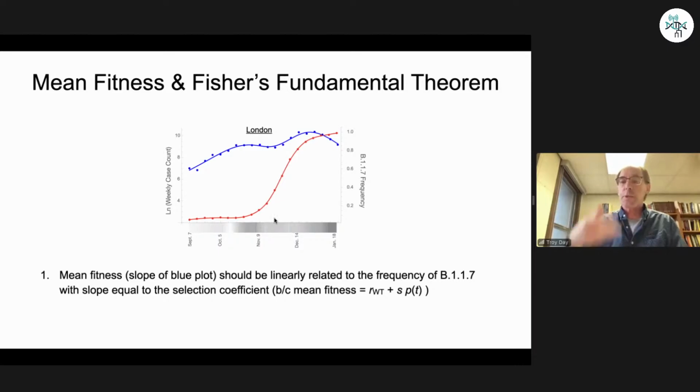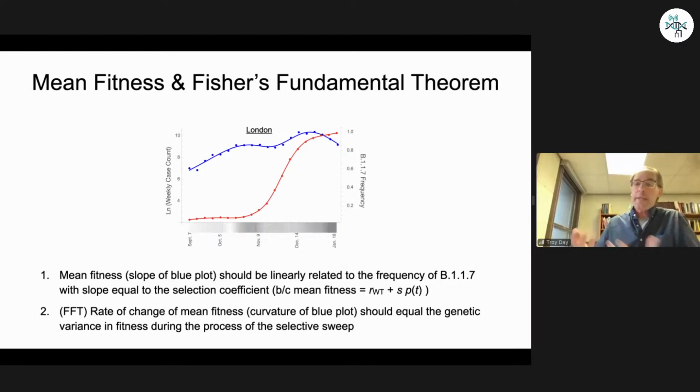about the relationship between the mean fitness of the population and the frequency of B117. Mean fitness being the slope of the epidemic curve here, the per capita rate of change of infections. And in particular, the mean fitness should be the wild type fitness plus the selection coefficient times the frequency of B117. And we have estimates of both S and P here, so we should be able to ask whether or not mean fitness as measured by this slope is linearly related to the frequency at each point in time with a slope equal to S.